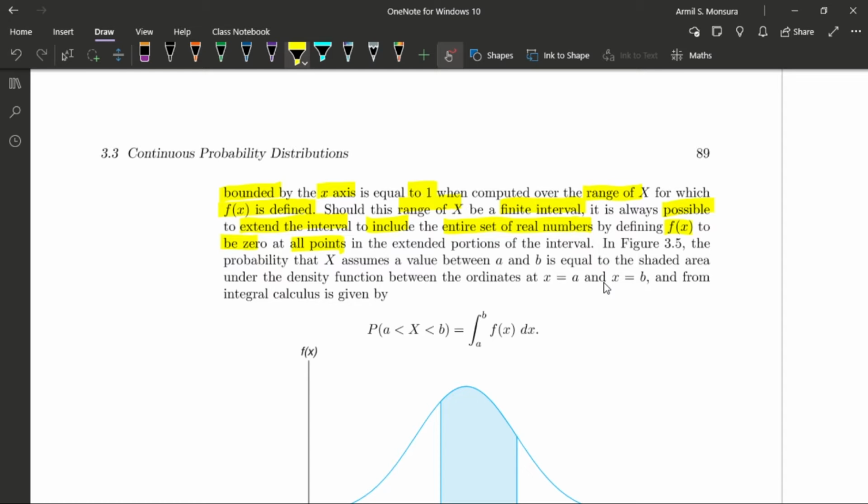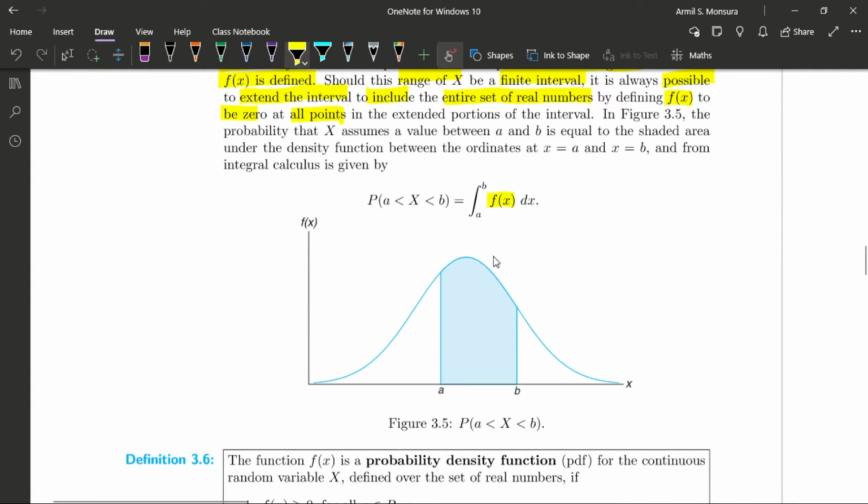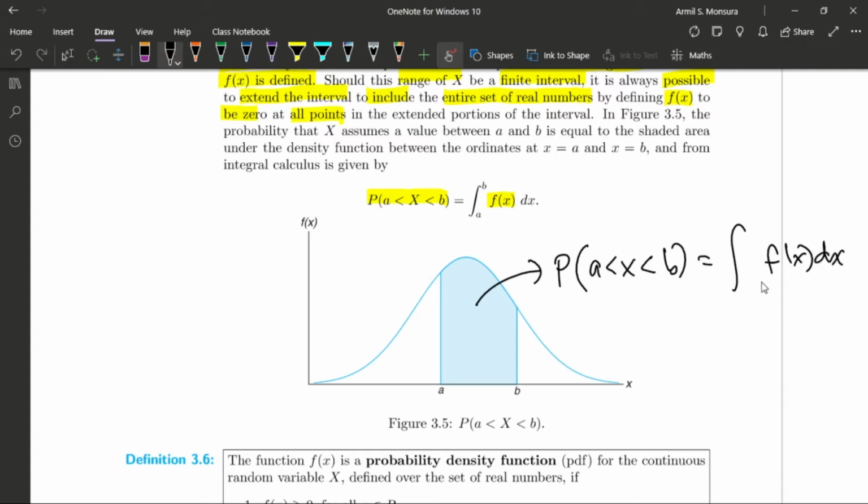So, how do we find that probability now? Assuming that f of x is your probability distribution or PDF, the probability that your random variable x assumes a value greater than a and less than b is actually this area. And what we learned in integral calculus is that to look for the area under the curve, we use the integral. So the definite integral of f of x dx from a to b is that area, and that area is the probability that we are looking for.